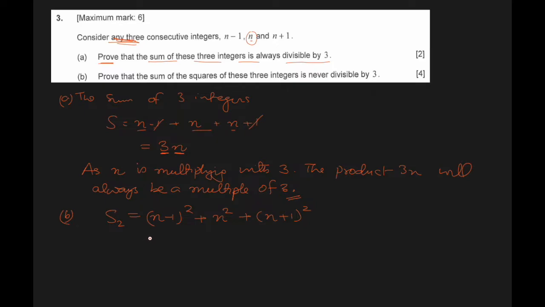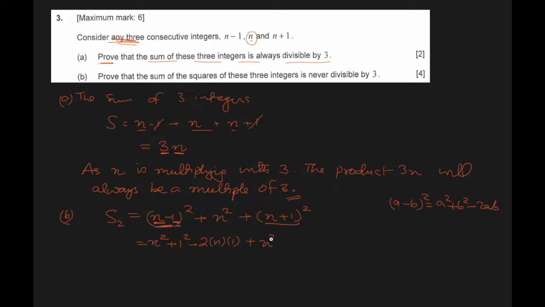So we can expand these brackets. For the first one, I will use this identity: a minus b whole square. You might have known this: a square plus b square minus 2ab. So it will be a square plus b square minus 2 times ab. This is a for us, this is b for us.